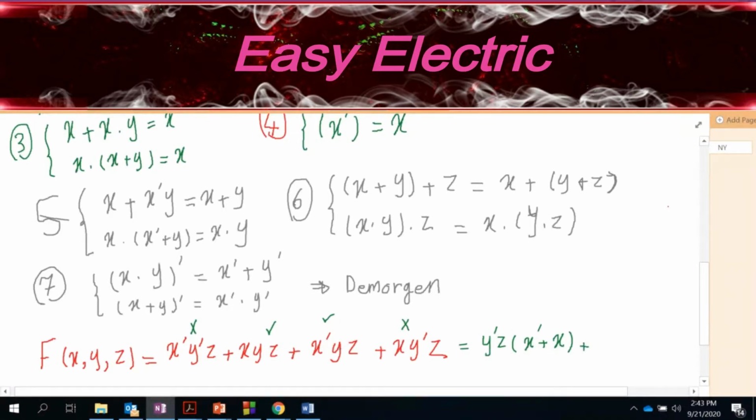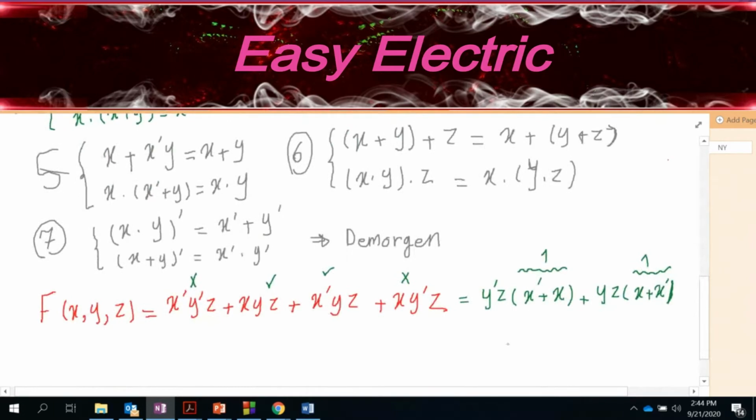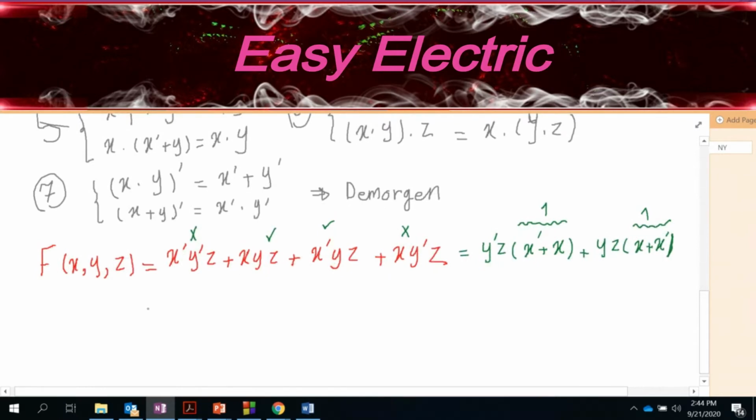Do the same thing with these two. This time, what do we need to take out here? yz, right? The yz is common between these two. So I take out yz, and then definitely you have x plus x prime. Based on what you learned, what is x plus x prime? It is 1. Is this a theorem or a postulate? See, number three in the postulates of Boolean algebra says x plus x prime is 1. So back here, x plus x prime, by postulate three, is 1, so I can replace it with 1. Then it should be equal to y prime z plus yz.